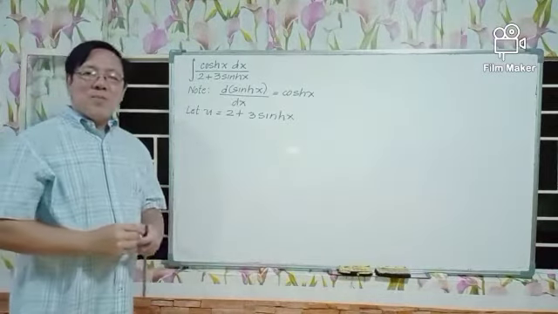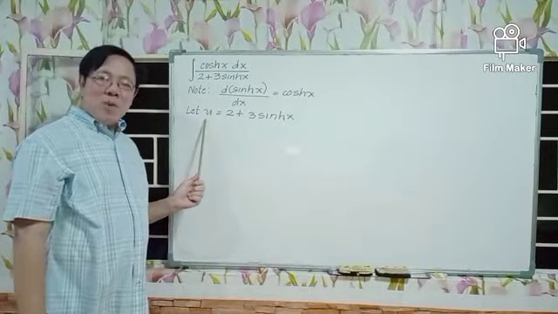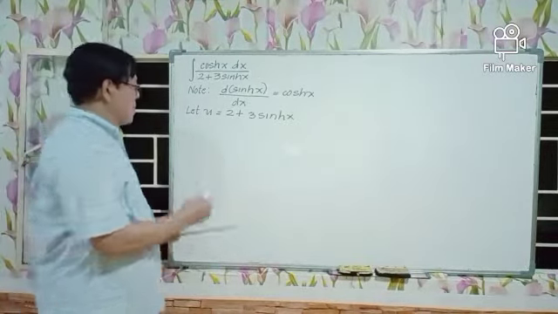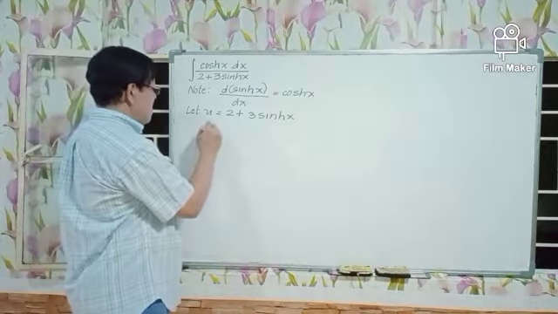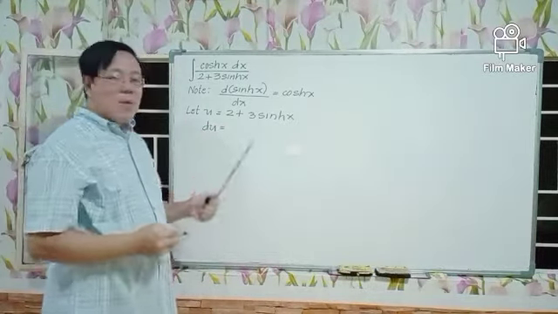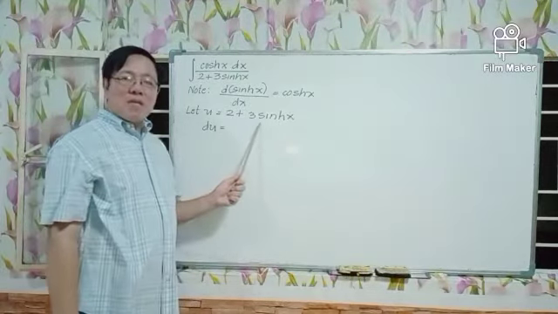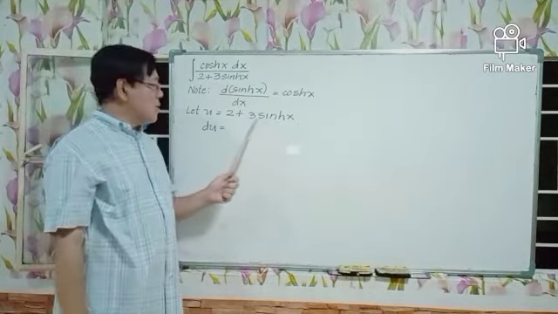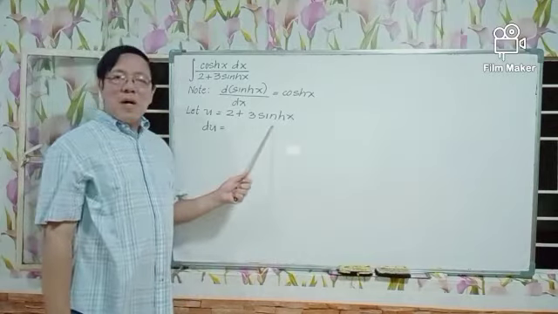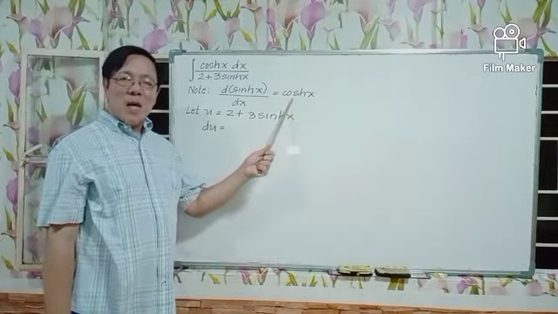And we differentiate both sides. Derivative of u with respect to u is 1 times du, or du. And derivative of a constant is 0. And the derivative of 3 times hyperbolic sine of x is equal to 3 times the derivative of hyperbolic sine of x, which is equal to hyperbolic cosine of x.